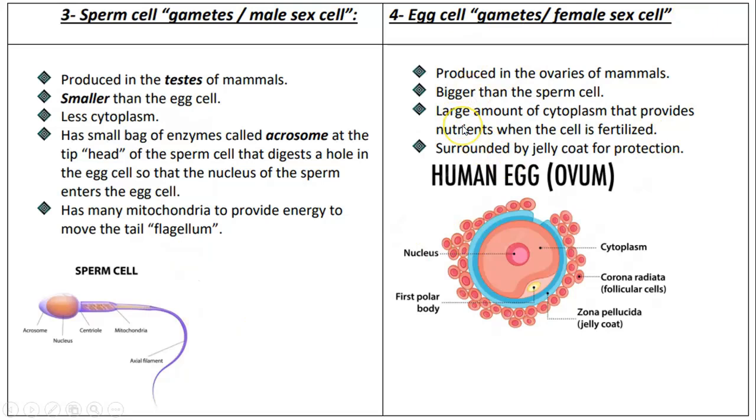The egg cell is produced by the ovaries of the mammals, of course the females. They are much bigger than the sperm cell and they contain a large amount of cytoplasm. Why? Because when the egg gets fertilized, this very teeny tiny organism needs to be nurtured, right? So that's why it has a lot of cytoplasm. It's surrounded by the jelly coat. Why? To protect it.